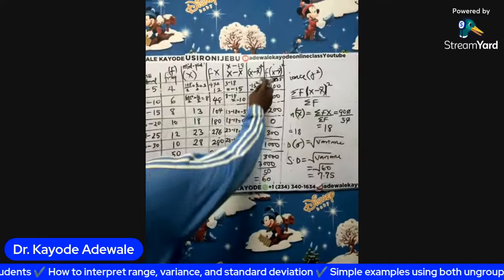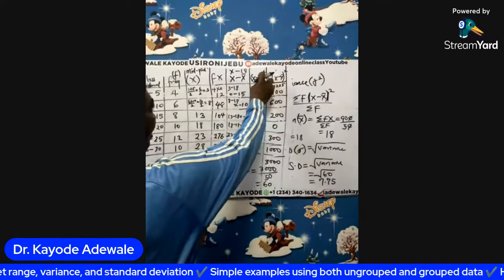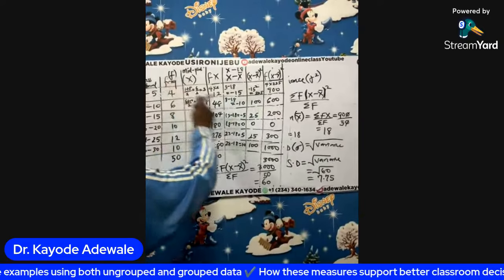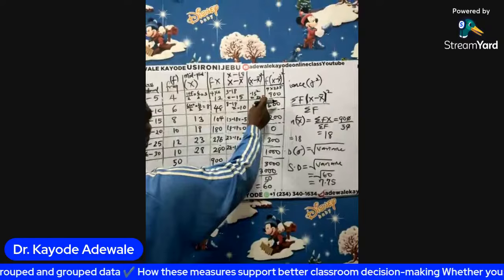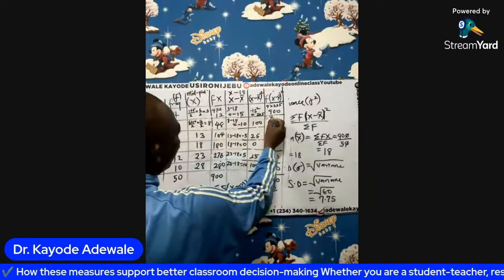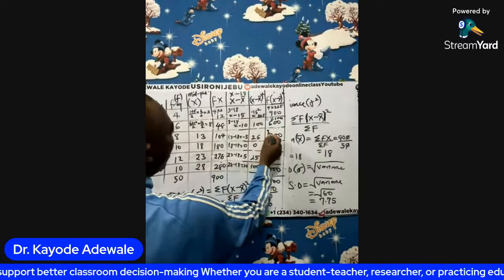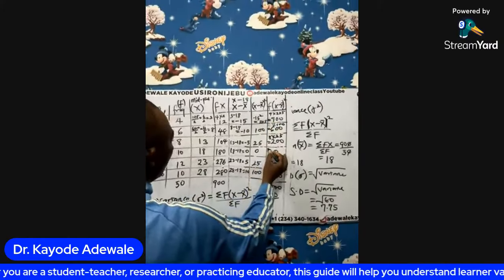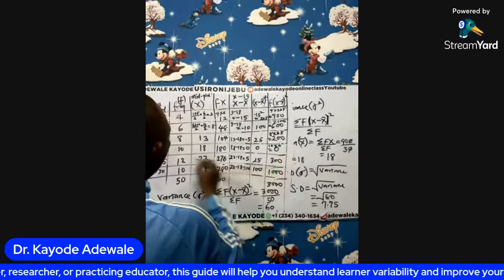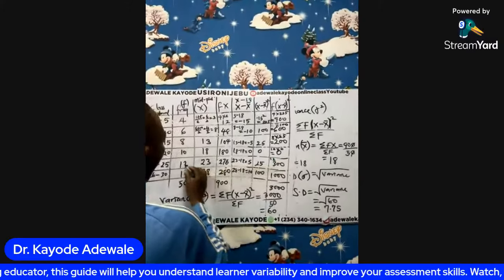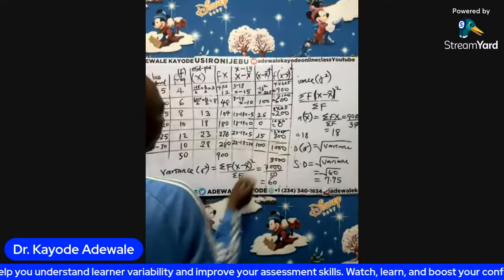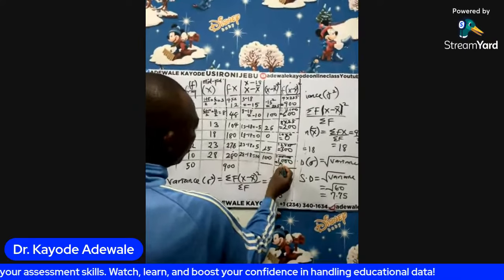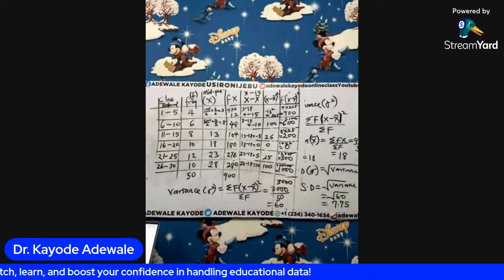So the last column is just multiplying this f. This x minus x bar all square, you are multiplying this with the frequency. That's why I've shown the example here. 4 multiplied by 225. This is 6 multiplied by 100. This is 8 multiplied by 25, which is equal to this. This is 10 multiplied by 0, which is equal to this. This is 12 multiplied by 25, which is equal to this. And this is 10 multiplied by 100, which is equal to what? 1000. Is that clear?